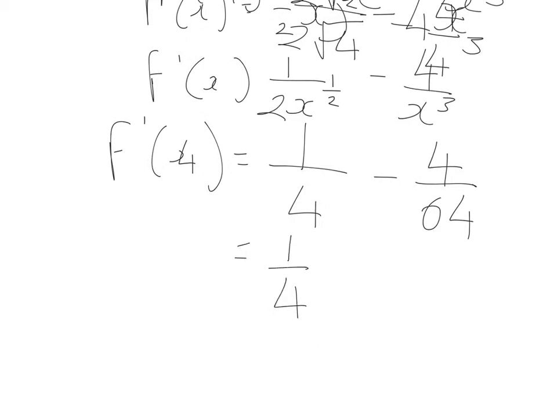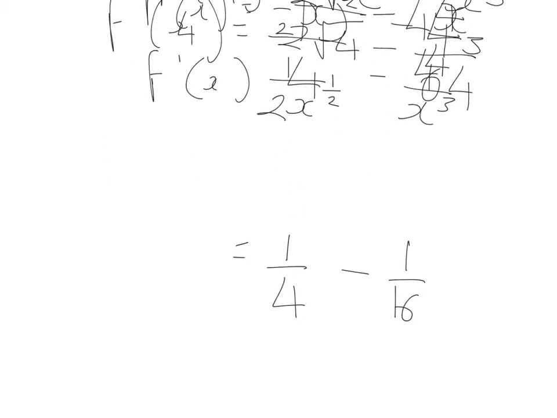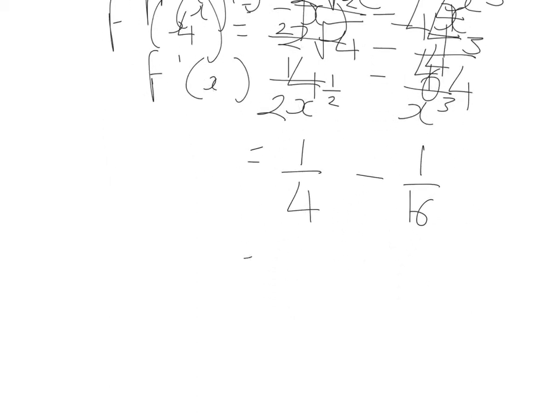I'm just going to simplify 4 over 64, so I can divide top and bottom by 4, and that's 1 over 16. I'm going to get a common denominator of 16, and that's 4 over 16, take away 1 over 16, and the final answer is 3 over 16.